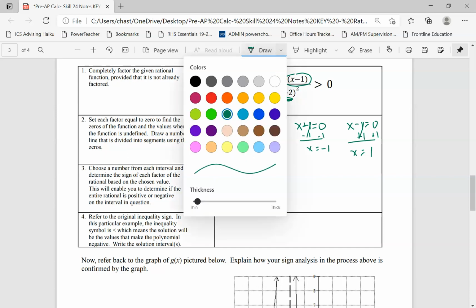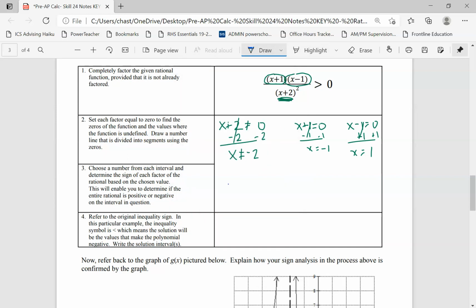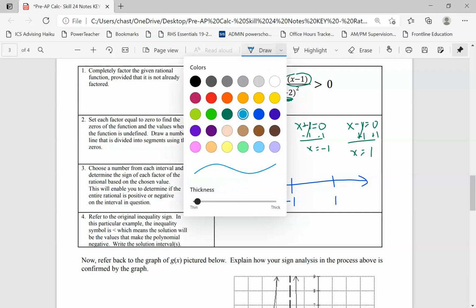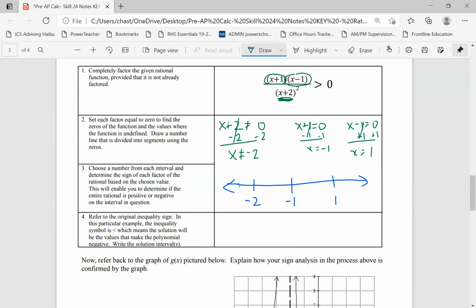So now we're going to make our number line. And on our number line, we're going to put those critical values in order from smallest to largest, and we're going to find our numbers that we're going to use in each interval. So let's see, over here I use -3. When you have an interval that does not have an integer in between it, you just have to go with the decimal that's in between. From -1 to 1, I'll use 0, and from 1 on, I'll use 2.